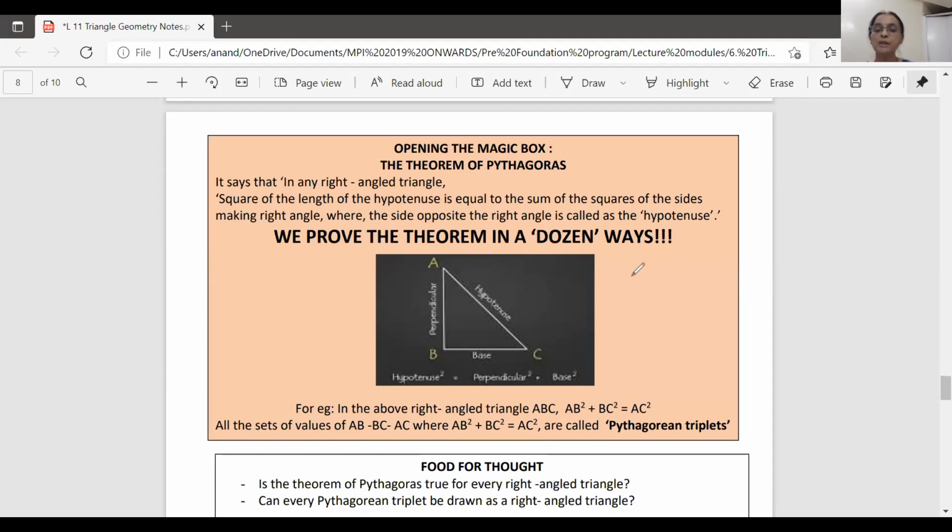What does this theorem say? First of all, this is a theorem only for right angle triangles. We cannot apply this theorem to any other triangle besides right angle triangles. At the same time, this theorem is applicable for each and every right angle triangle. What does this theorem say? In the right angle triangle, what are the terms that we use?